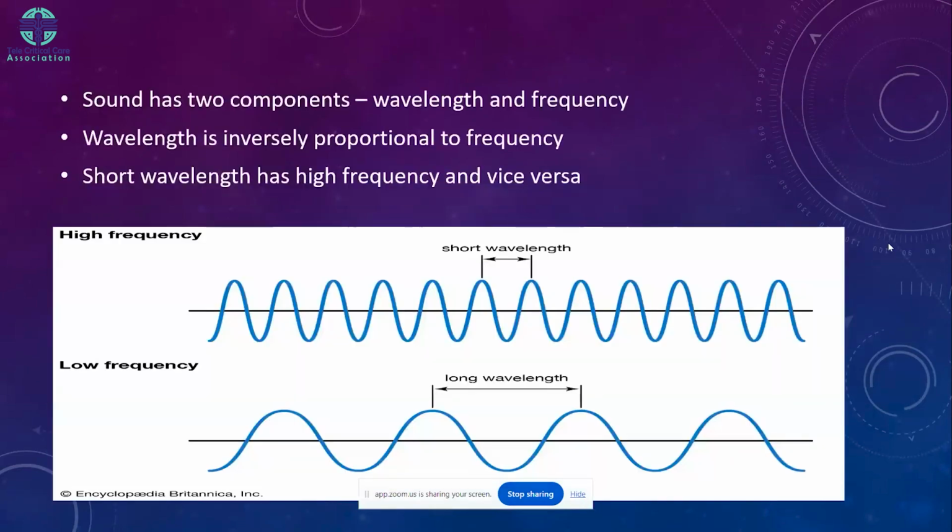Now, sound has two components: a wavelength and a frequency. Wavelength is basically the distance a single sound wave travels, while the frequency is the number of times that sound wave travels in a particular time frame. So wavelength is always inversely proportional to the frequency. A shorter wavelength will have a high frequency, and a long wavelength will have a low frequency.